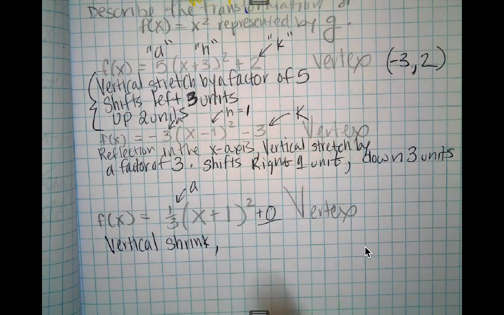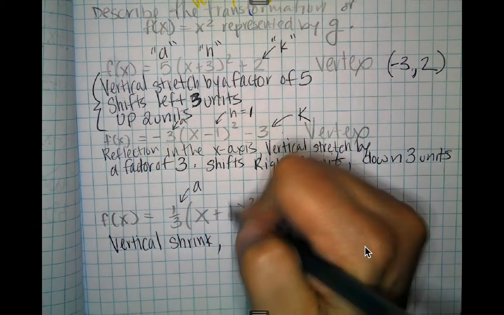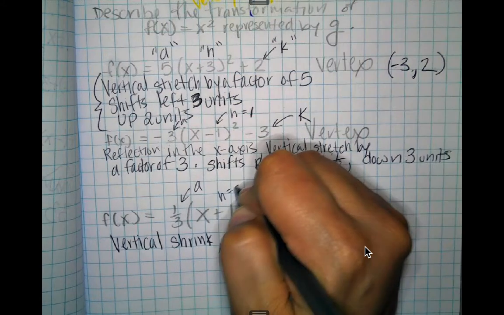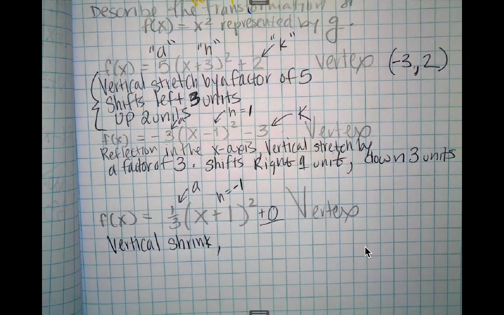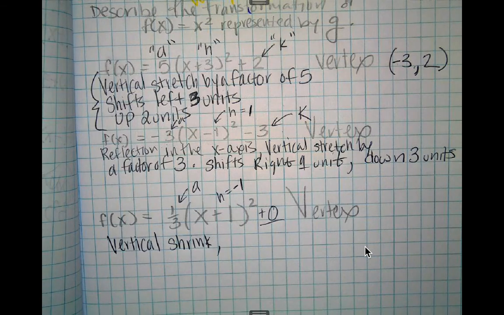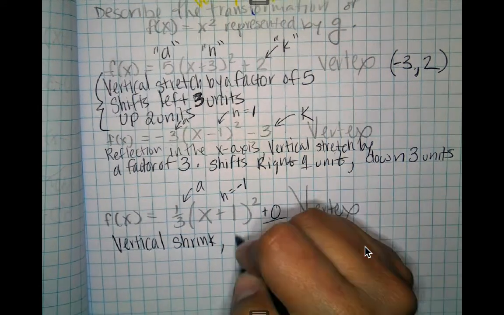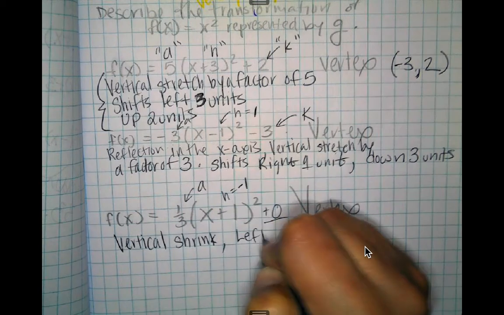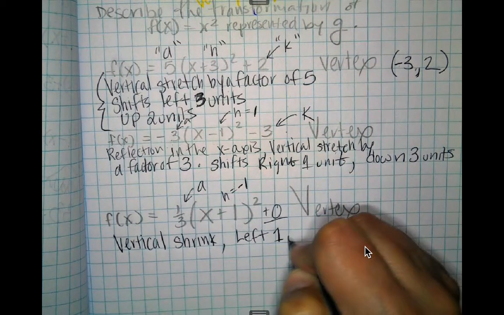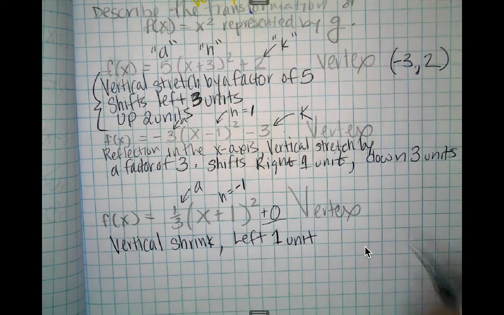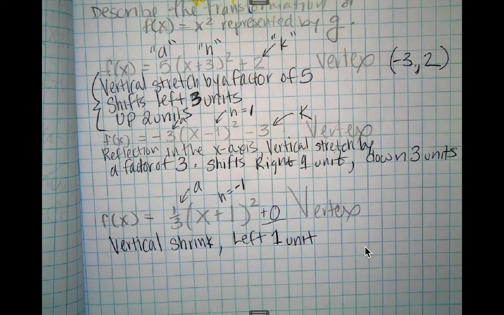Okay. This is h, but remember h is not positive 1. H is equal to negative 1. And if you need to write these little markers above, it's fine with me. Whatever helps you get it right. Okay. And this one is going to move left 1 unit. And that's because it's negative, so you would say left.